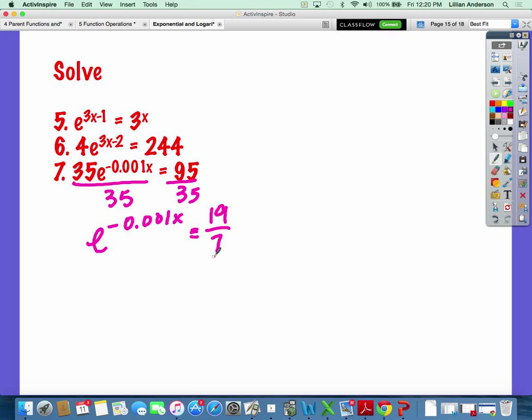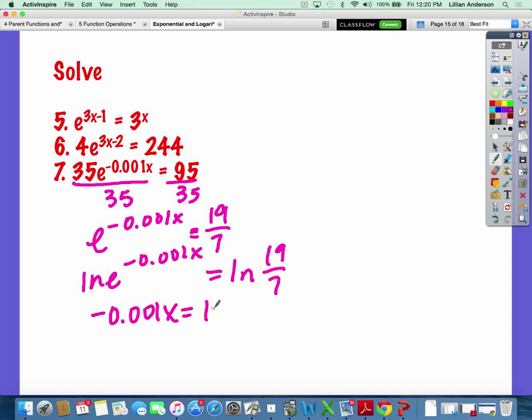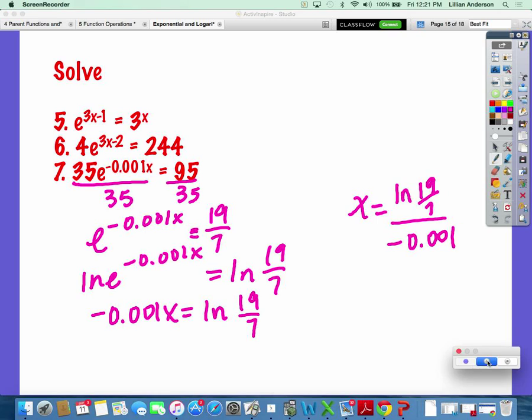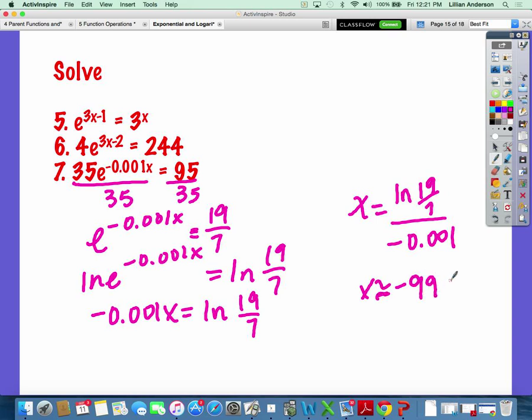So what do I do here? Now you take the ln of both sides. And when I take the ln, this side goes away. And then to find x, all I have to do is divide. Let's type that in, make sure we can get the right answer. It's negative 999. Okay, that 5 rounded that 8 up.